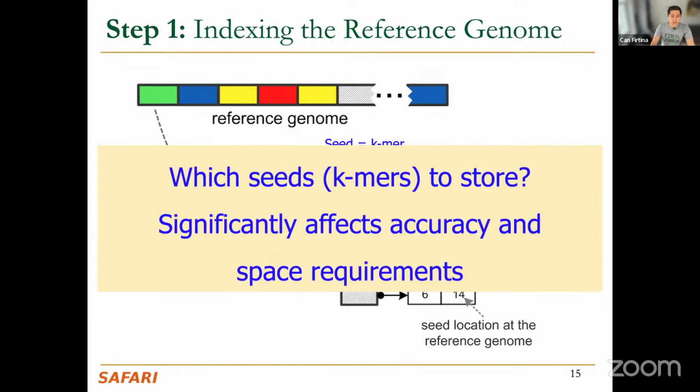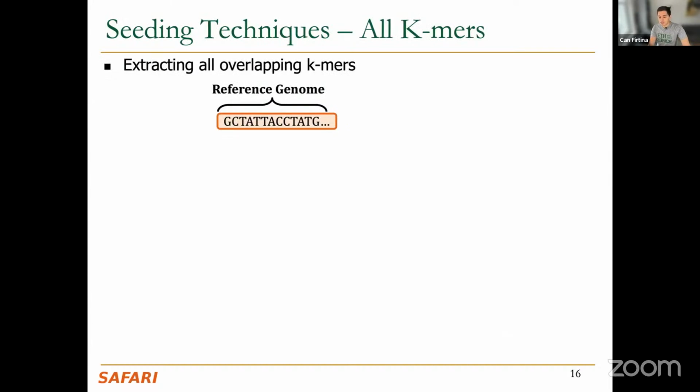But then the question is, which seeds or k-mers do we need to store in the hash table, right? Because depending on which seeds we're storing, this significantly affects the accuracy and the space requirements of the hash table. And there are essentially different strategies to select and store the k-mers. So one strategy is to extract all possible k-mers from a reference genome. So we call it extracting all overlapping k-mers. They are overlapping for reasons that I'm going to explain next.